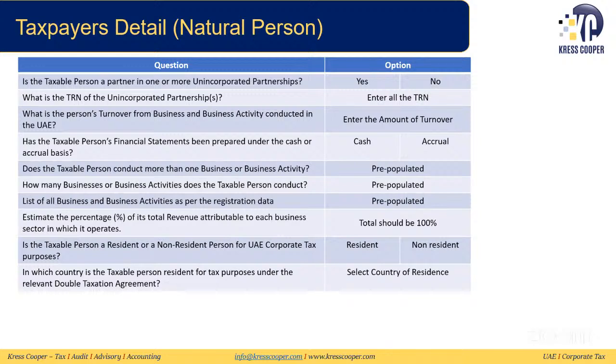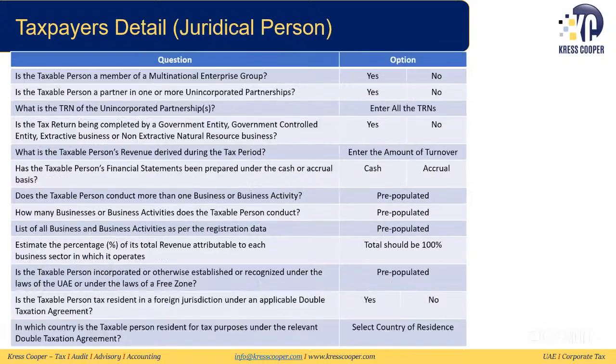Maybe you're meeting the condition of a resident of another jurisdiction based on the double tax treaty, then you will be a non-resident. And if you are a non-resident, it will ask you to select the country in which the taxable person is resident for tax purposes under the relevant double tax treaty. So it is asking for the country of residence from the drop-down menu.